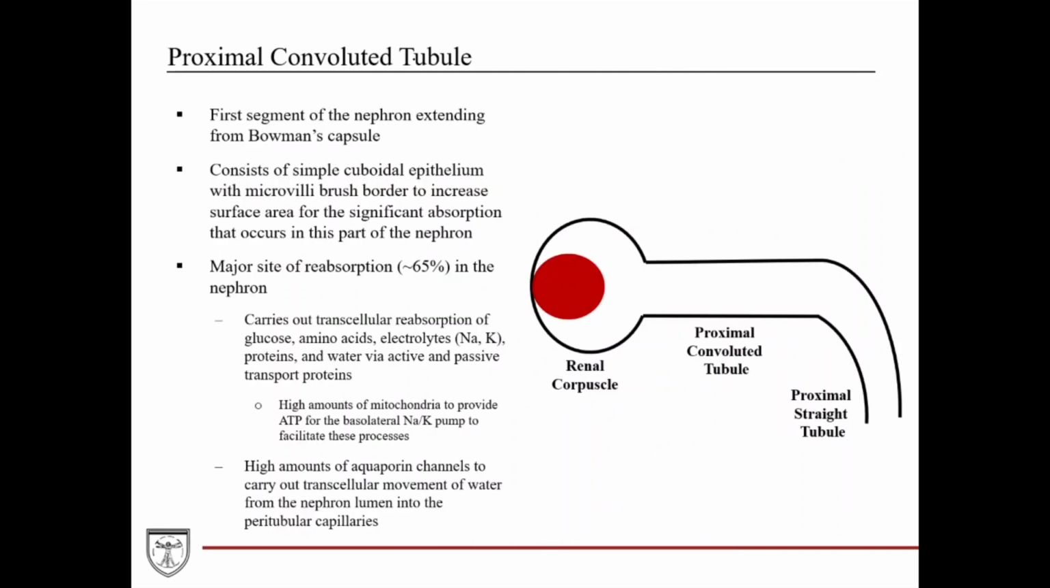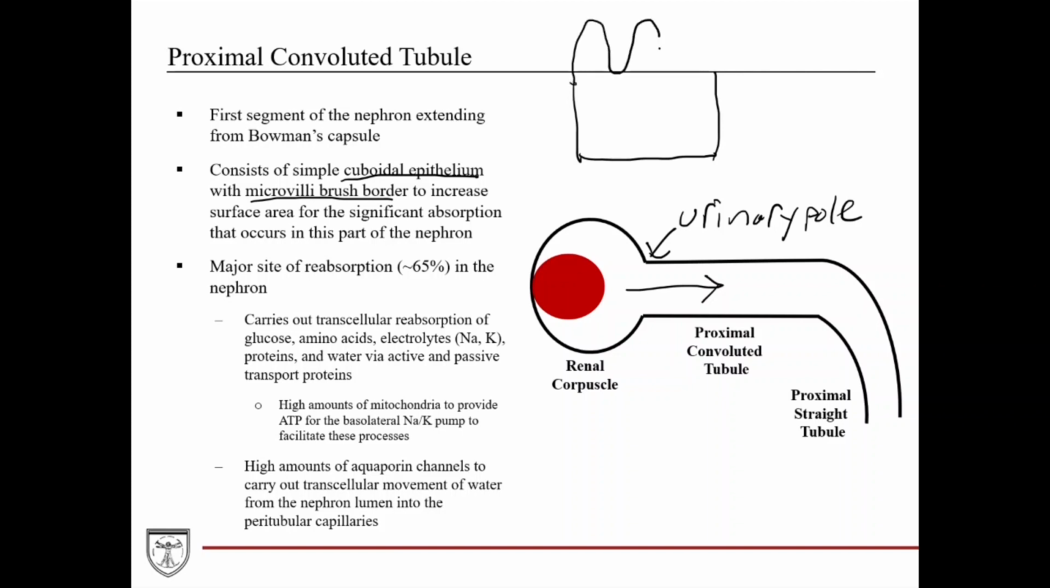So the proximal convoluted tubule, this is the first segment of the nephron extending from Bowman's capsule. Remember, this portion right here is known as the urinary pole. It consists of simple cuboidal epithelium with a microvilli brush border. So kind of to draw out what the cell looks like. So significant brush border. If you went on electron microscopy, you would see significant microvilli within this brush border.